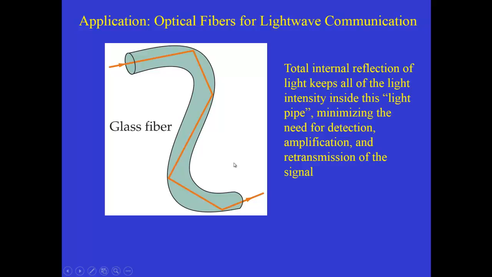So it minimizes the need for re-amplification of the signal, even though eventually, with long distances, those signals do have to be detected and then re-amplified. But if you draw in the surface normal at each of the points here where the light hits the interface, you can see that it's always going to be greater than that value we calculated a minute ago, which is about 41.8 degrees. So there are practical ramifications of total internal reflection.